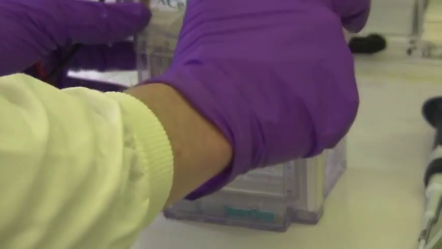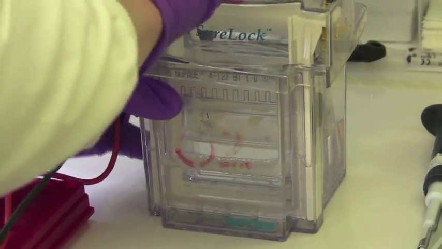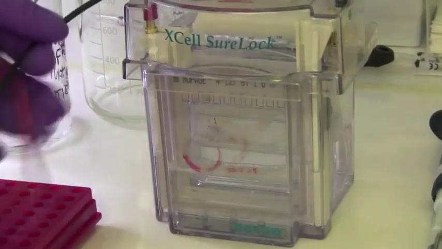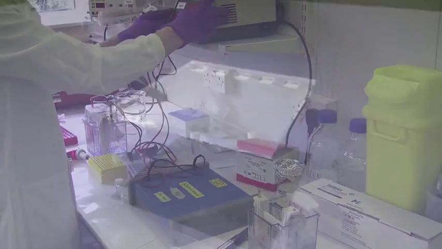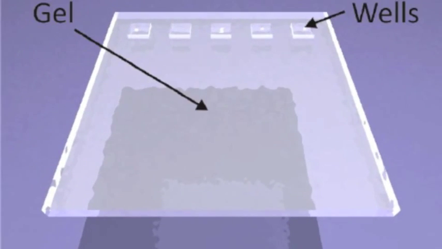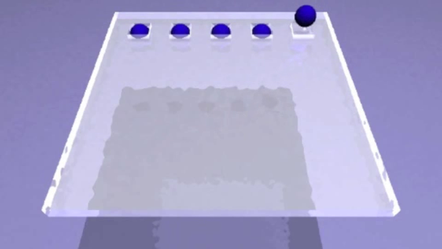Once all the samples have been loaded, the gel tank is connected to the current. In PAGE, smaller proteins will migrate faster and therefore further through the mesh-like constitution of the polyacrylamide gel. Larger proteins will travel more slowly, thus achieving separation of proteins by virtue of their molecular masses.